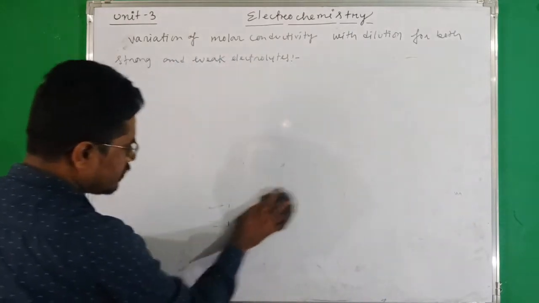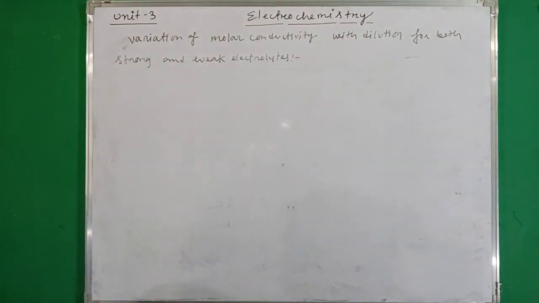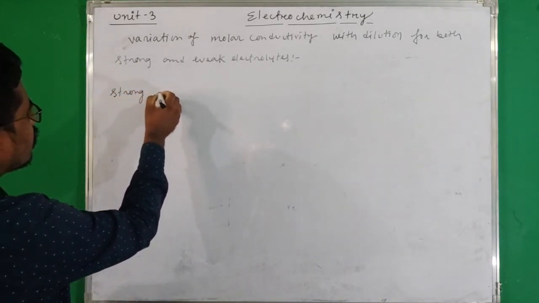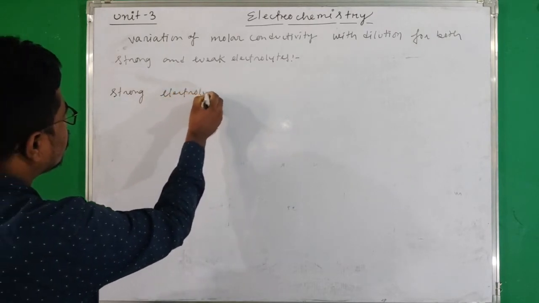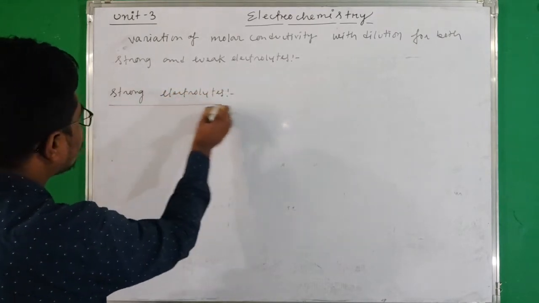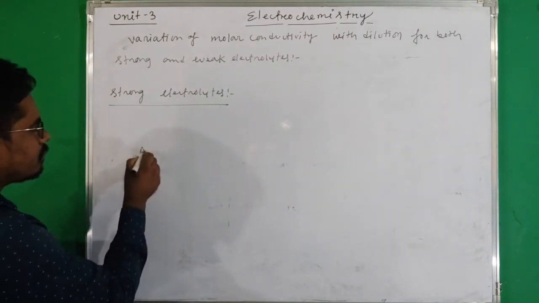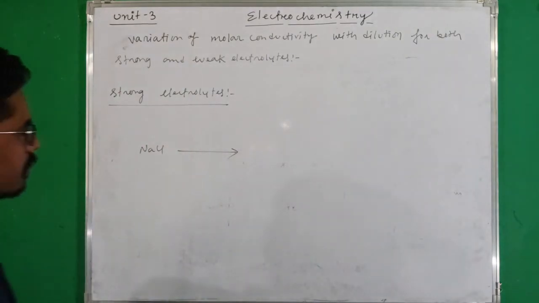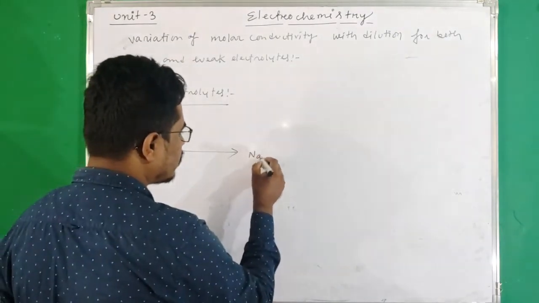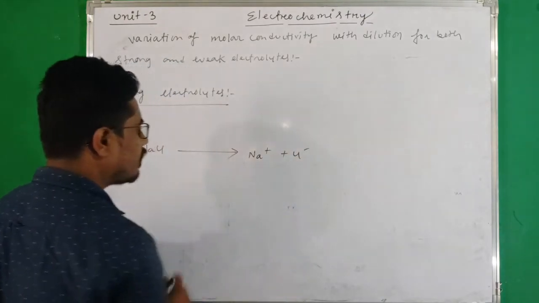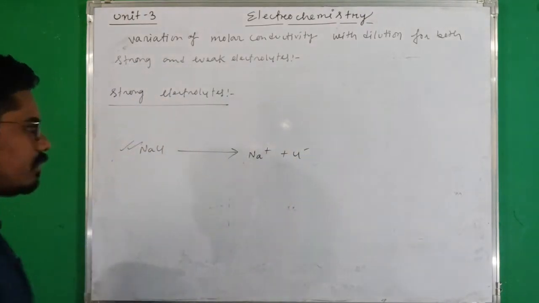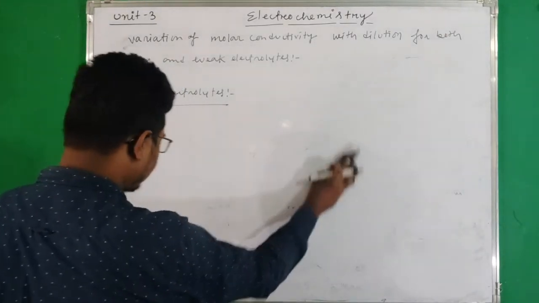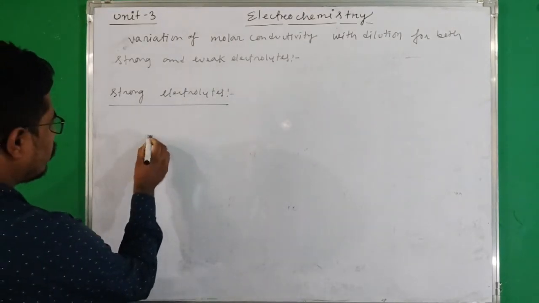The electrolytes which completely dissociate into their constituent ions are known as strong electrolytes. Suppose we have sodium chloride. When we make an aqueous solution of sodium chloride, it will completely dissociate into Na positive and Cl negative. So sodium chloride is an example of a strong electrolyte, and in case of a strong electrolyte, one equation will follow.